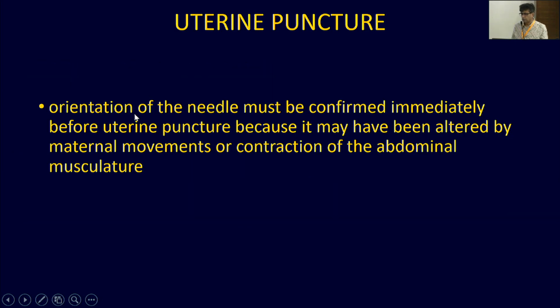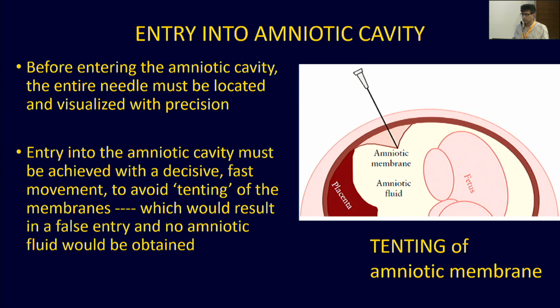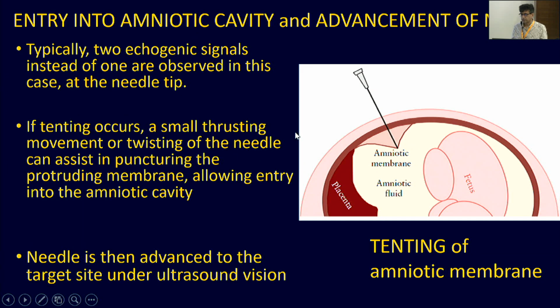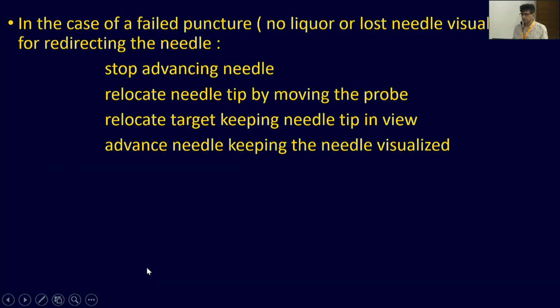Now, uterine puncture. Orientation of the needle. Once you've entered the abdomen, the patient, due to pain, might wince or might move or might contract the abdominal muscle. So before going further into the uterine musculature, make sure that the needle orientation is correct, and then you enter the amniotic cavity with a decisive fast movement to avoid tenting. And in case tenting occurs, then a small thrusting movement or twisting the needle can assist in puncturing the protruding membrane. And then once it is inside, you advance the needle to the target site under vision.